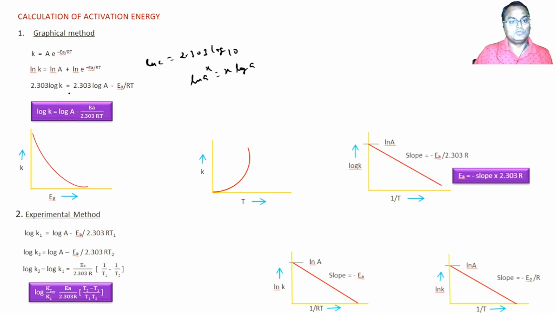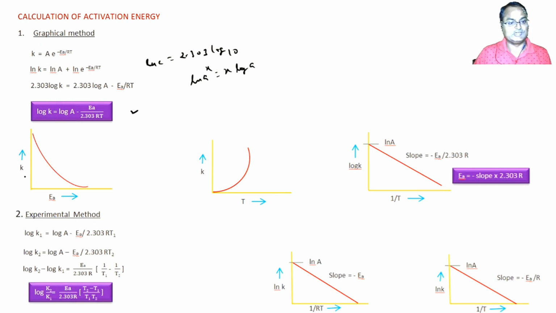इसको हम लोगों ने थ्रू आउट यहाँ पे 2.303 से डिवाइड कर दिया. So this becomes log k, this is log A, and minus E upon 2.303 RT. So this is also a very important relation of the Arrhenius equation, right? Now see, from this equation, the graph between the rate constant and the activation energy.